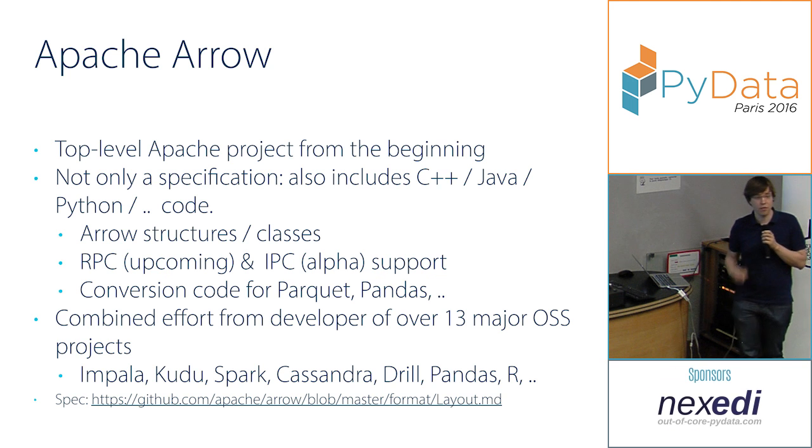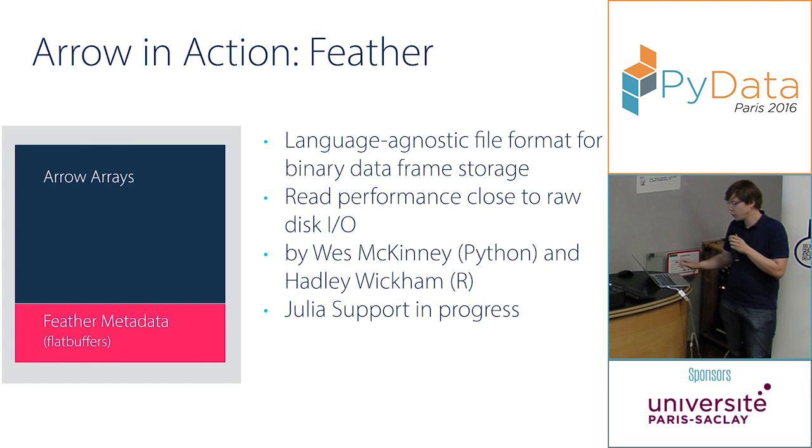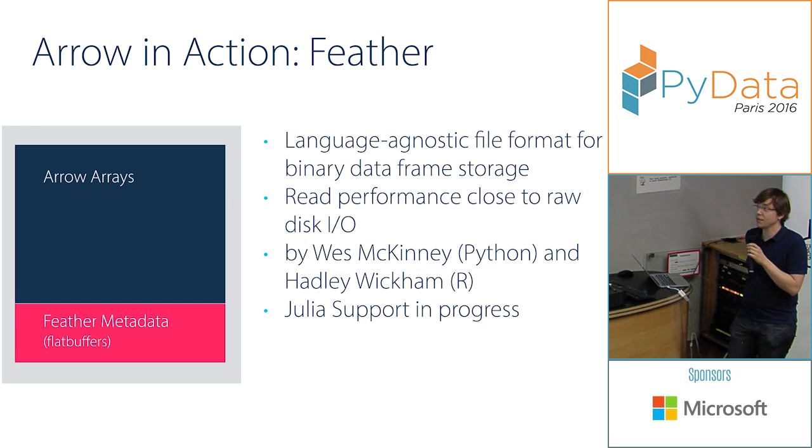As mentioned already, Arrow is in an early state. It's developing. The standard is about 4 to 5 months old now, so it's not really production ready. But there is already a tool which you can use: the Feather file format. It's made by Wes McKinney from the Python side and Hadley Wickham from the R side. It's quite a simple format.